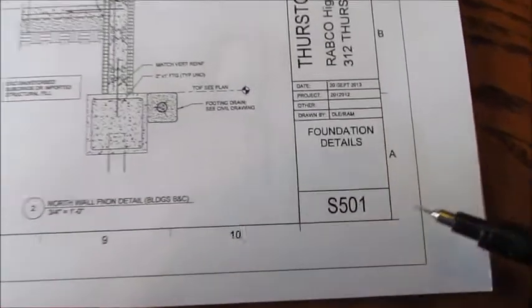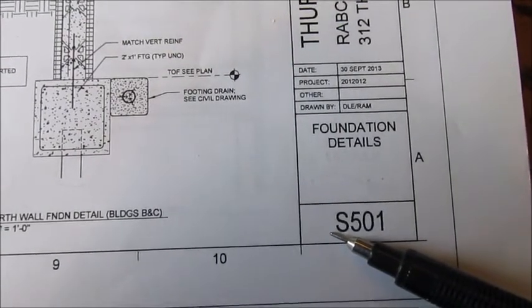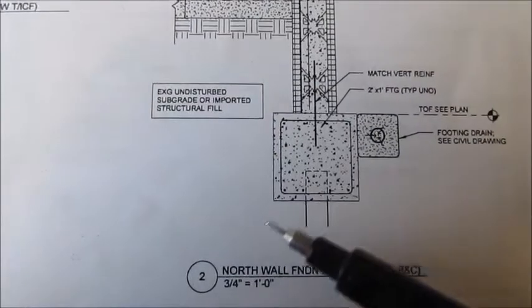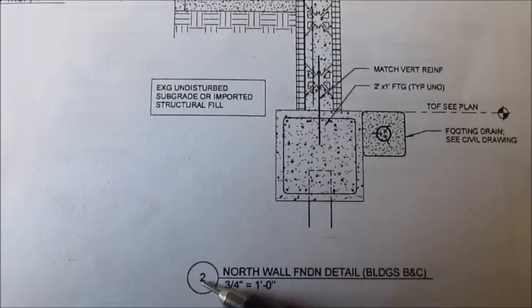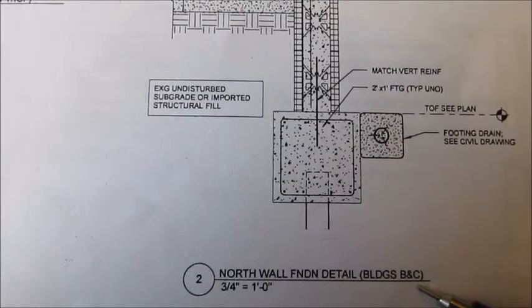In this video, we're going to refer to page S501. Remember, S is for structural, A is for architectural, C is for civil. As we move throughout our drawing, we're going to take a look specifically at cross-section number 2, and this is for the north wall of building B and C, and we've been looking at building C.